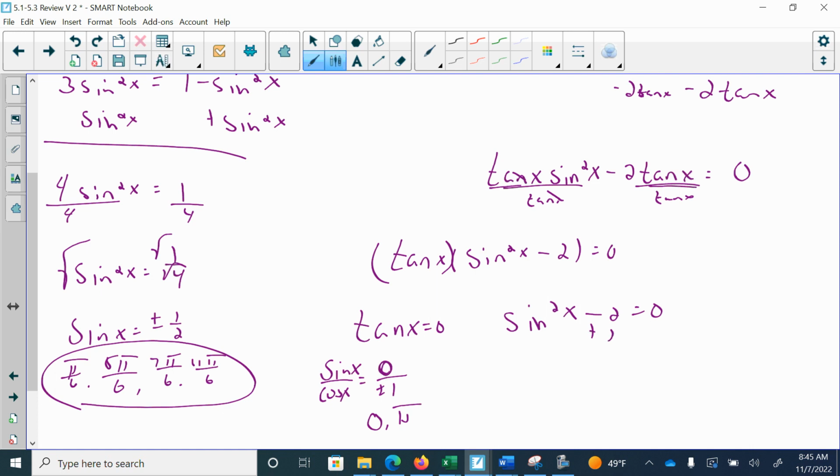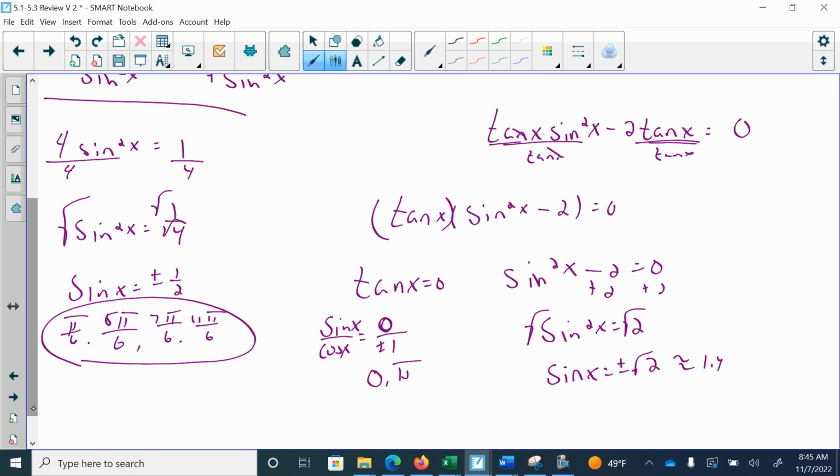Here, I add 2 to both sides, and sine squared x is equal to positive 2. Take the square root, and I get the sine of x is equal to plus or minus the square root of 2. Well, think about that for a little bit. Plus or minus the square root of 2 is approximately 1.4 something. I just know that it's more than 1. And remember, the sine can only fluctuate between -1 and +1. So this one, I'm not going to get any answer. So I'm going to say there's no solutions from this part.